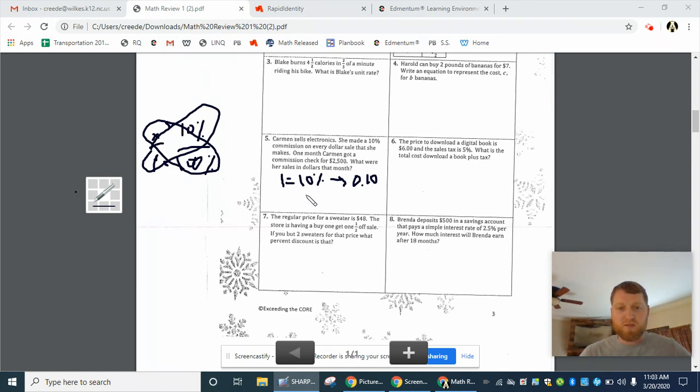All right, but she's getting a check for $2,500. So we got to figure out, well, how many times will 10 cents go into $2,500? And whatever that is, that's going to be our answer for how much that she sold. Okay, so we're going to take 2,500 and divide it by 0.10. Pause the video now and determine if you can figure this out, or if maybe you've done this wrong, go ahead and make your corrections and figure out what 2,500 divided by 0.10 is. Okay.